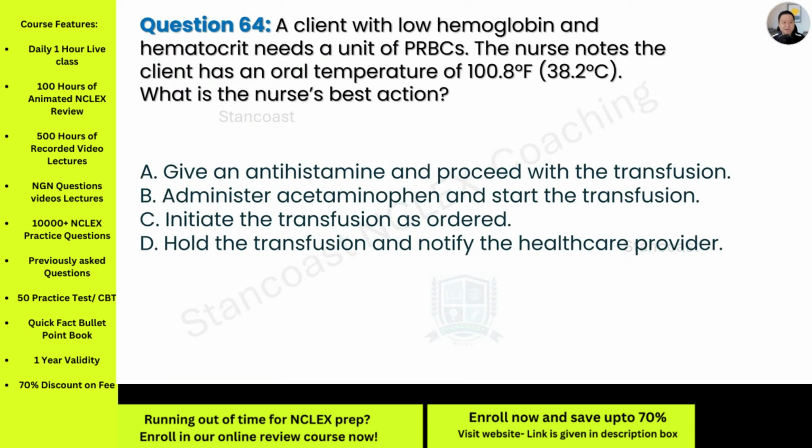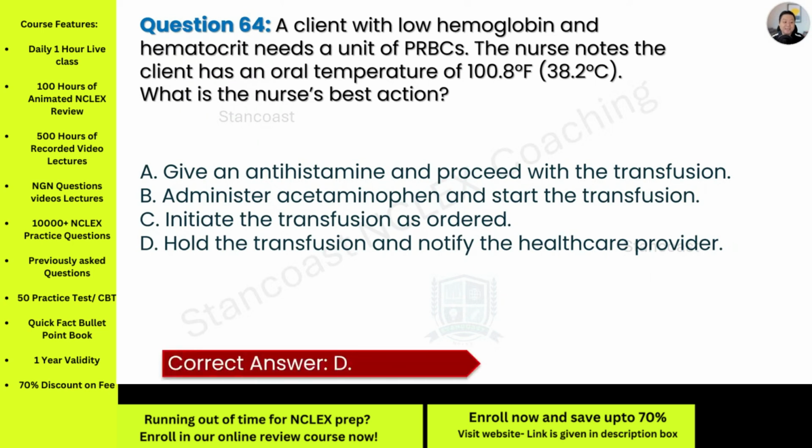64. A client with low hemoglobin and hematocrit needs a unit of packed red blood cells. The nurse notes the client has an oral temperature of 100.8 degrees Fahrenheit, 38.2 degrees centigrade. What is the nurse's best action? A, give an antihistamine and proceed with the transfusion. B, administer acetaminophen and start the transfusion. C, initiate the transfusion as ordered. And D, hold the transfusion and notify the healthcare provider.